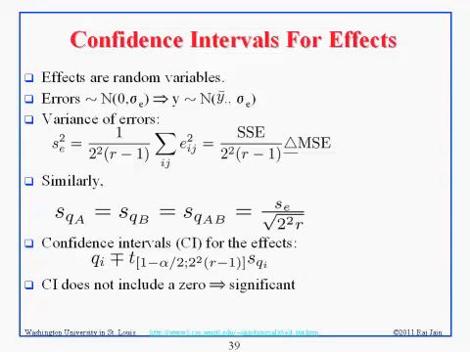So in any experiment where you have 2 raised to 2r, the degree of freedom is 2 raised to 2 times r minus 1. We divide by that, so we can calculate the standard deviation of this. It turns out if you know the standard deviation of the errors, you can also calculate the standard deviation of all the things that you estimated. So for example, QA has a standard deviation which is given by this formula, SE divided by square root of 2 raised to 2r. And once you have the standard deviation, you can calculate the confidence interval.